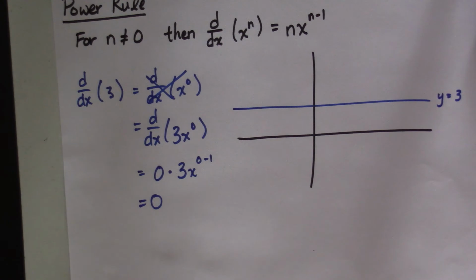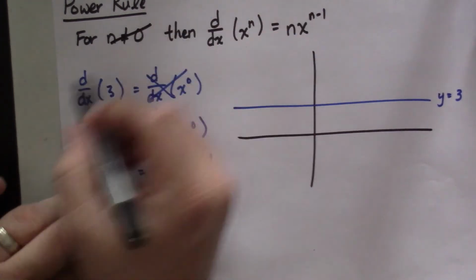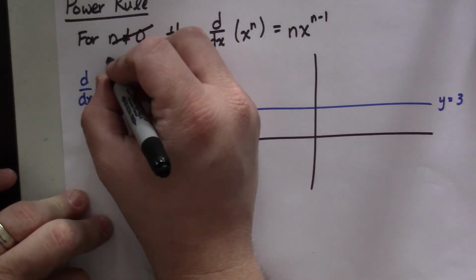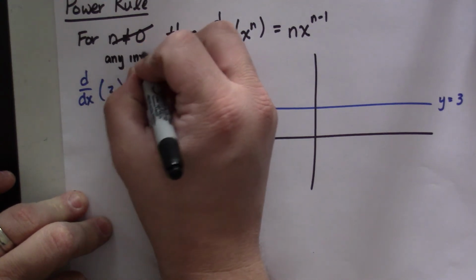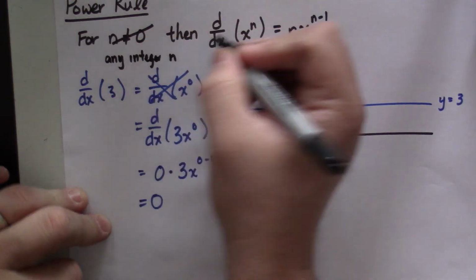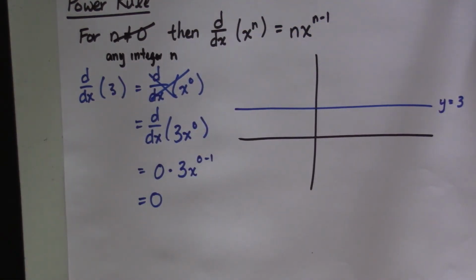So I'm actually going to come in here and abridge my rule, and I'm going to say for any integer n. Now your book says non-negative integers, and I disagree with that, and we're going to see as we move forward into more complicated derivatives that this rule actually still works for negative integers. But for today, the big idea I want to focus on is, hey look, the power rule is fantastic.